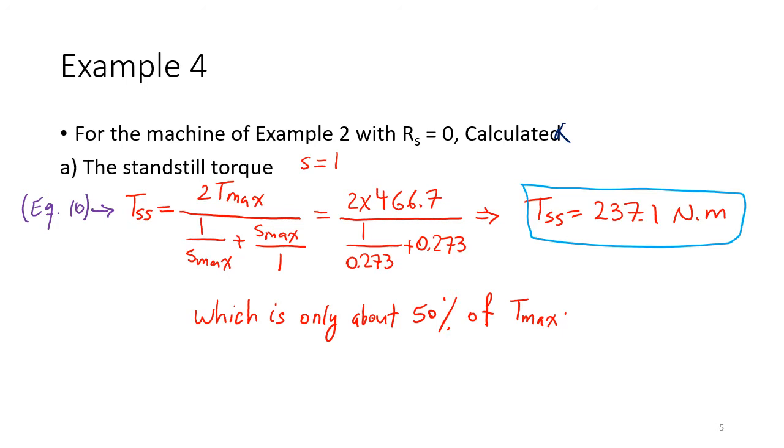Without adding any additional resistance to the rotor, the TSS, as we predicted in the general case, is much smaller than T max, and this is very much the case with many induction machines. It was a problem, and it is a problem, and usually they try to solve it. In previous years, they tried to use a method like this, adding the rotor resistance, but we will soon get to other solutions that are more modern and more common nowadays.